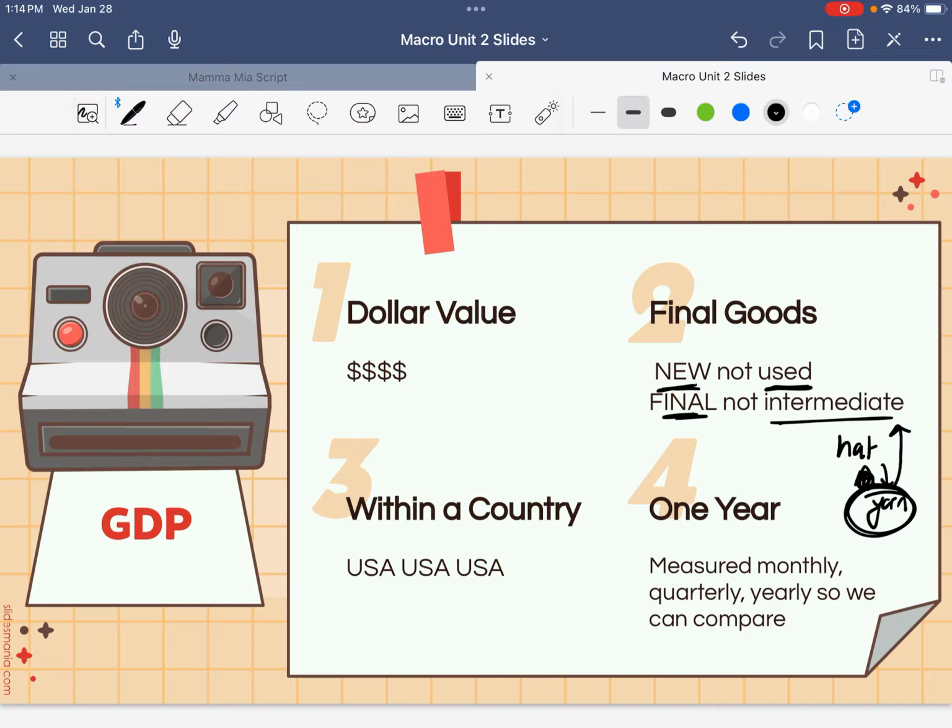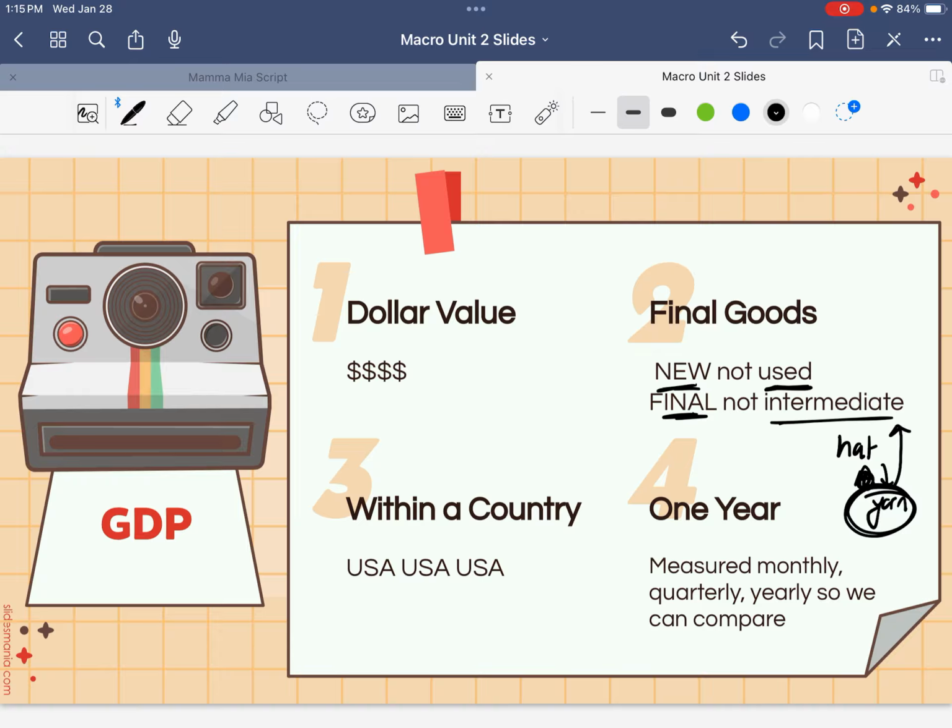We measure GDP per country, so we can compare between countries. So we can measure the United States' GDP. We can measure Kentucky's GDP. That's actually a statistic you could look up. We could measure Lawrenceburg's GDP, but we don't. And then we typically measure GDP per year.